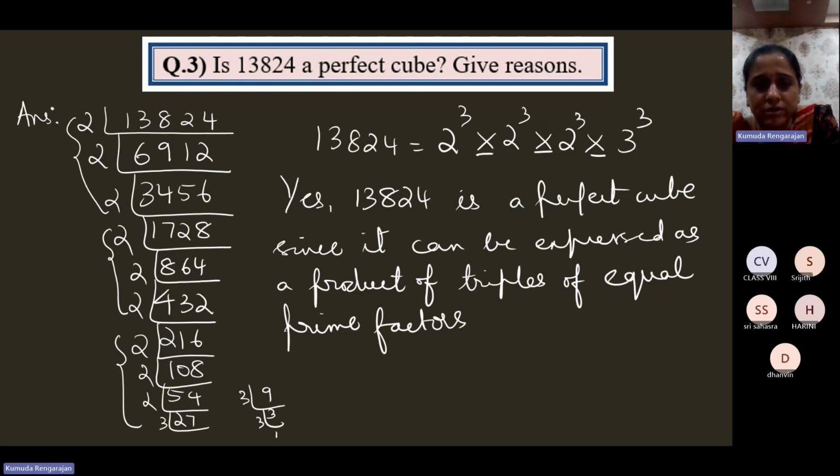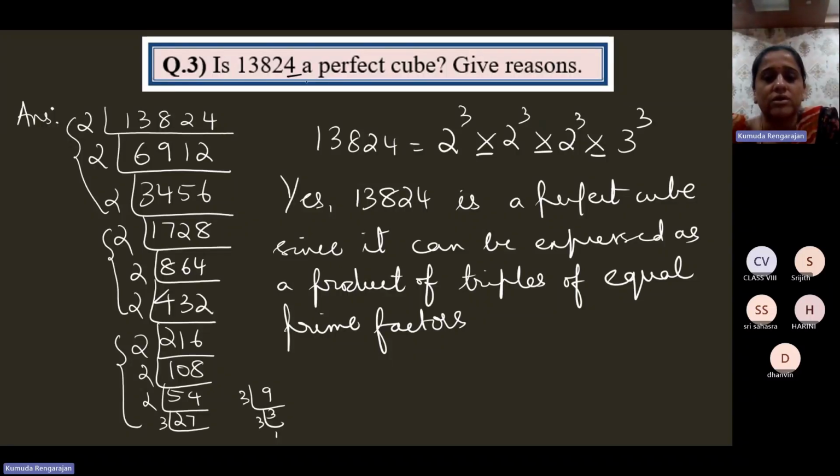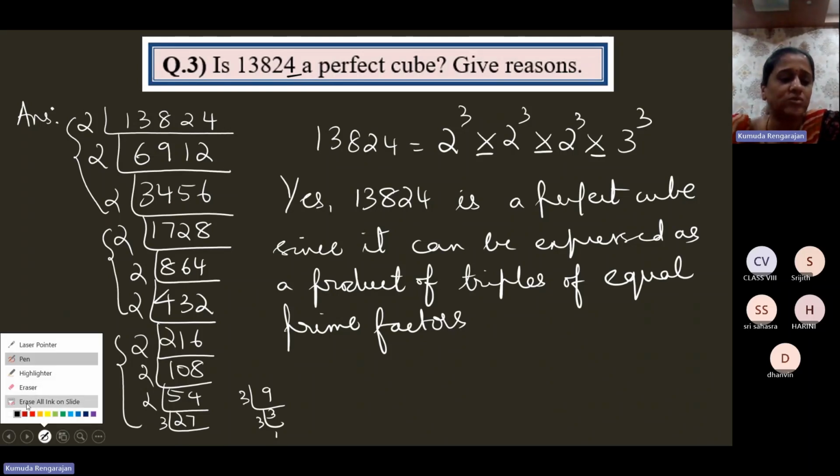Now see here, this number ends with 4. And we know that a perfect cube can end with any digit, right? A perfect cube can have any digit in its ones place or the units place. So now this number has 4 in its units place, and it happens to be a perfect cube.